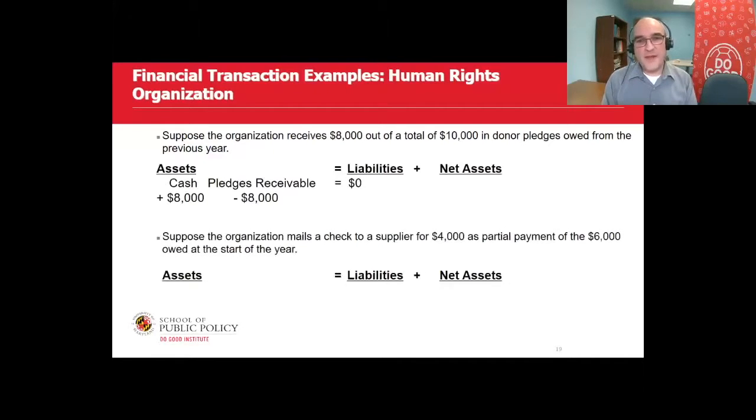Same type of thing when an organization pays a part of a bill that it owes. They lose $4,000 in cash, so minus $4,000 is entered under the assets column in the cash account, and minus $4,000 is listed as an entry, as an event, in the accounts payable account in the liability section.